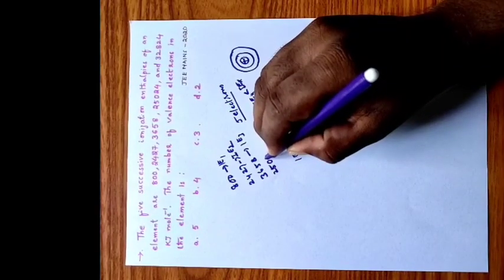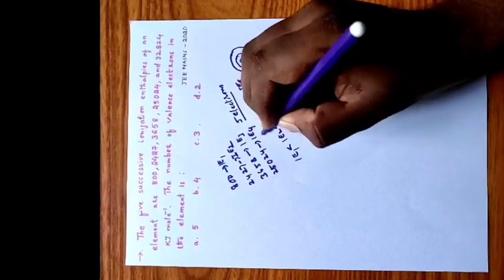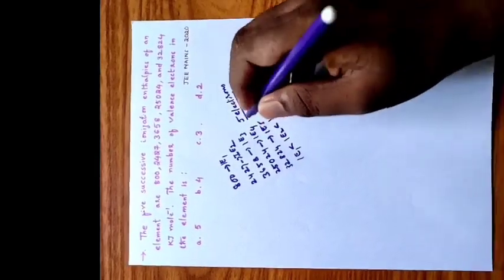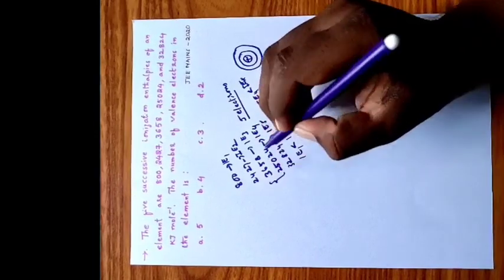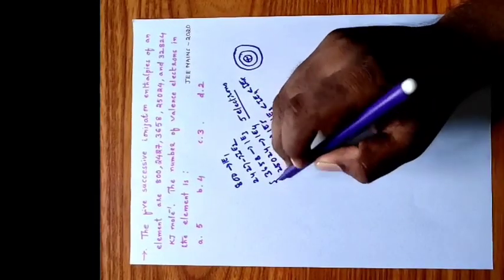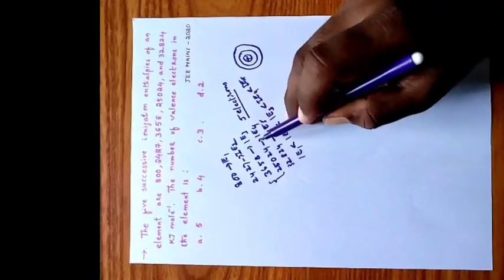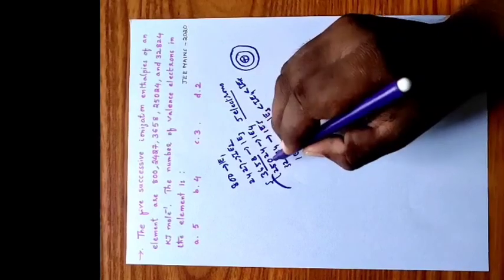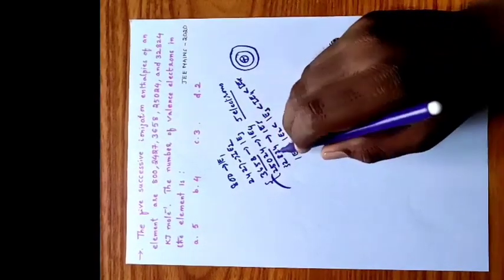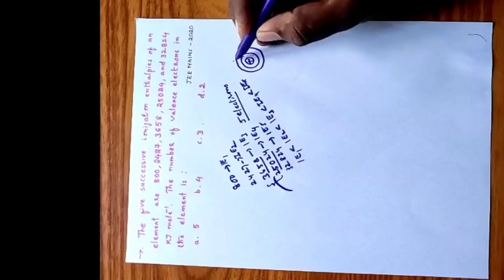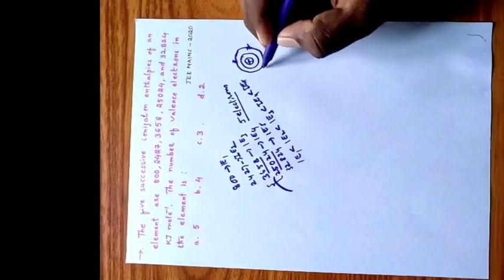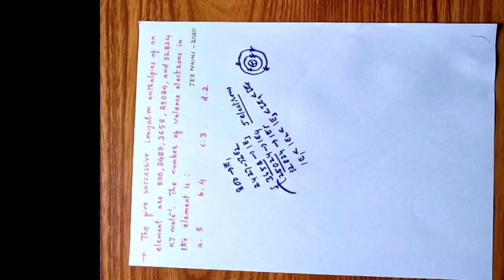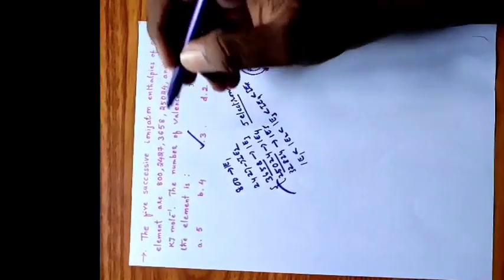25,024 will be IE4, and 32,824 will be IE5. Between IE3 and IE4 there is a large difference. This indicates there is a new shell between valence electron 3 and valence electron 4. So what does it mean? In the valence shell there are 3 electrons and the remaining 2 electrons are present in the inner shell. So that's why in the valence shell 3 electrons are present.